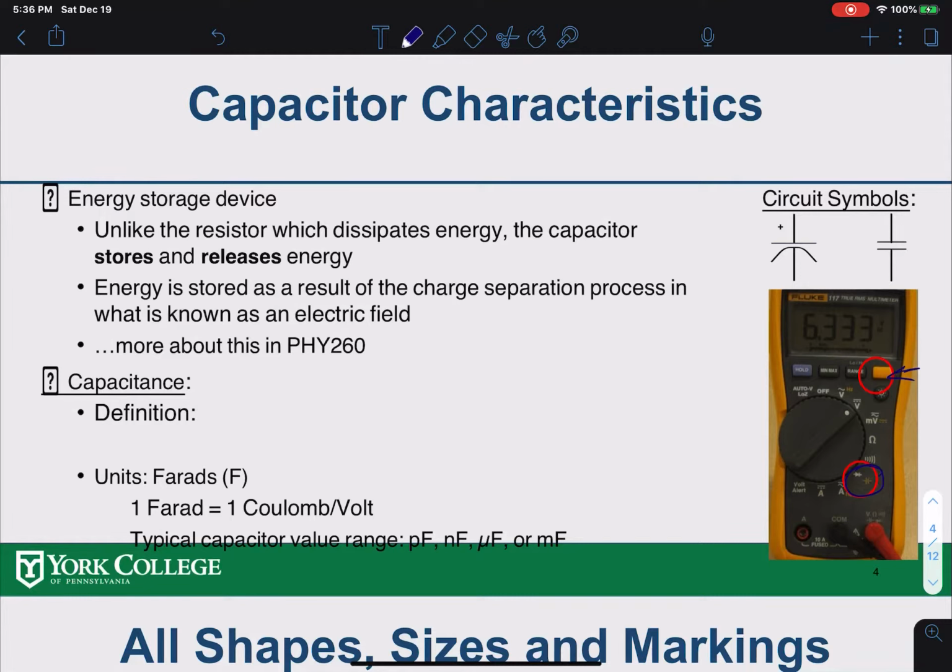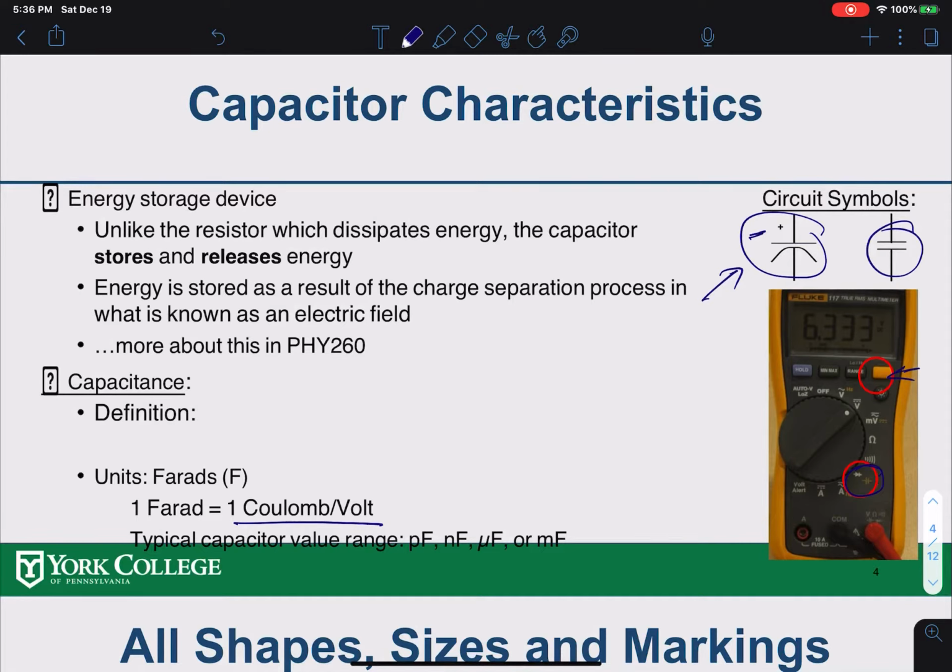For capacitors, there are two types. One is polarized, one is non-polarized. This is the polarized one. They have a polarity here. And this is the non-polarized one. It doesn't have any polarity. And the unit for capacitance is the farad, which is coulomb per volt.